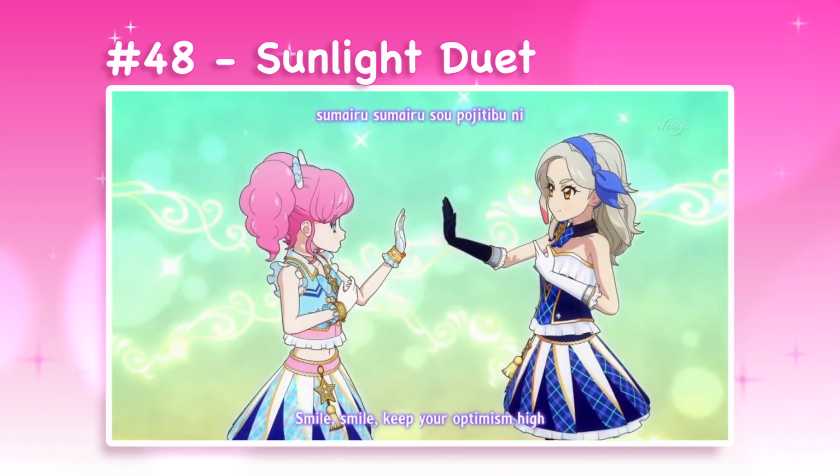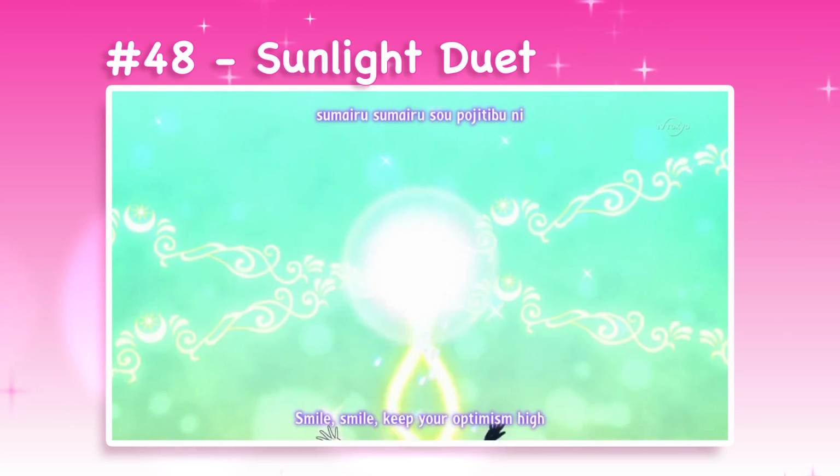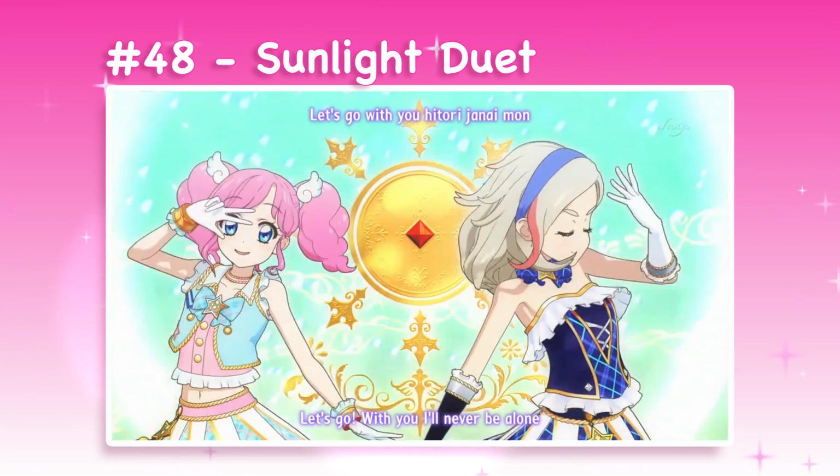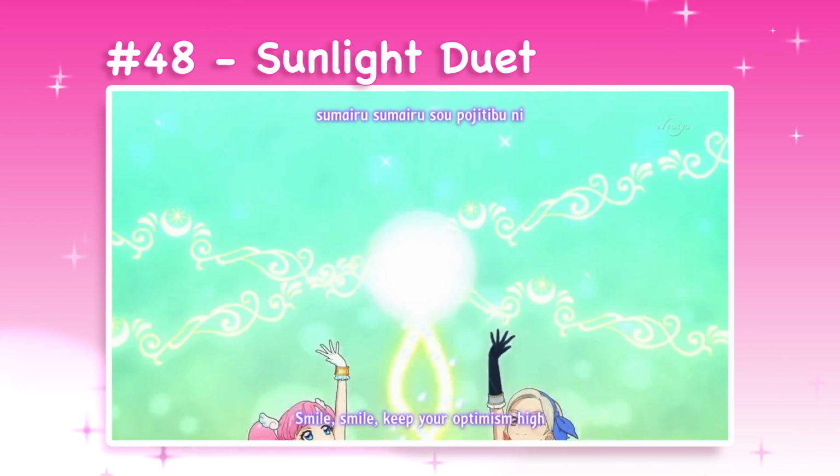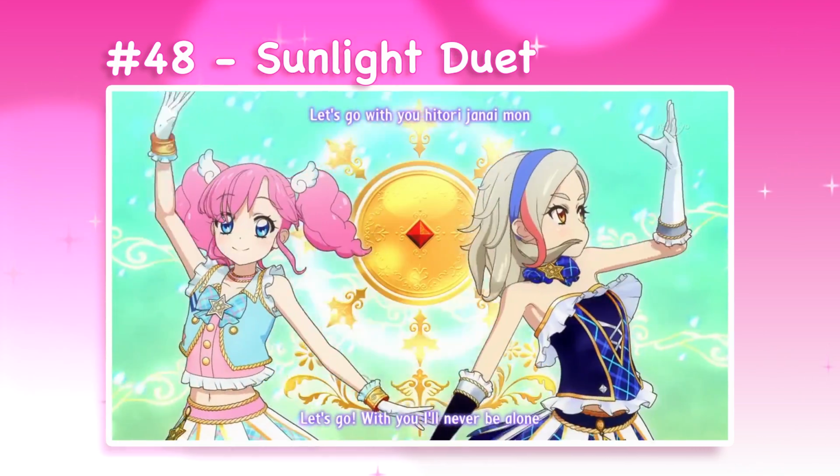48. Sunlight Duet. There are a bunch of these standing appeals coming up, so I'll move quickly through them. Sunlight Duet is fine, it's a very slow sequence and the sun symbol in the background looks stylistically out of place, but there's nothing wrong with the animation itself.